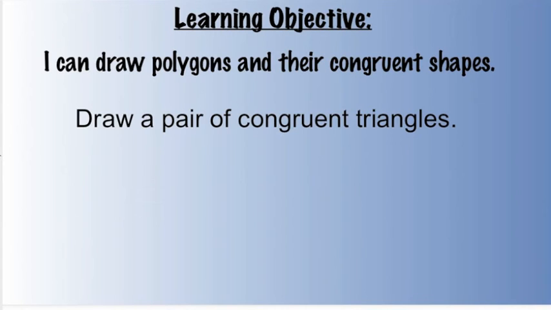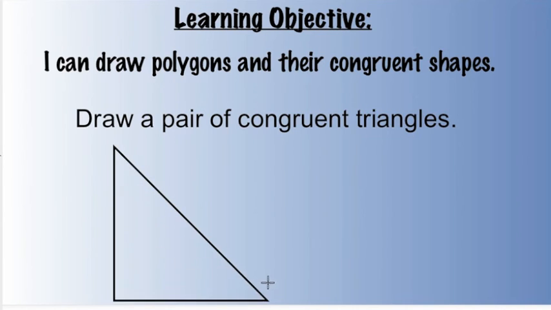So what I'm going to do is make sure that I understand what I'm doing by drawing a pair of congruent triangles. I am going to draw my triangle, my 3 line segments, 3 angles. So that's actually a right triangle. Here's my first triangle. Now I have to draw a second congruent triangle.